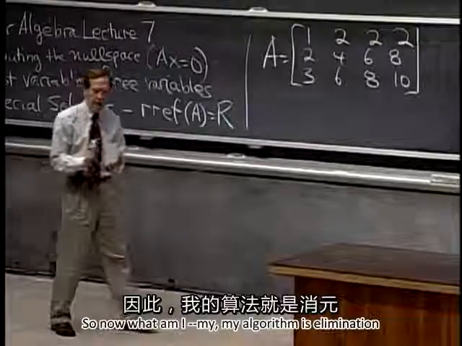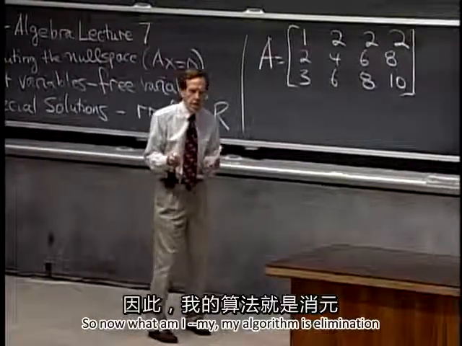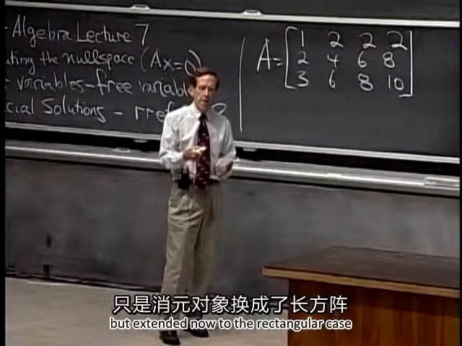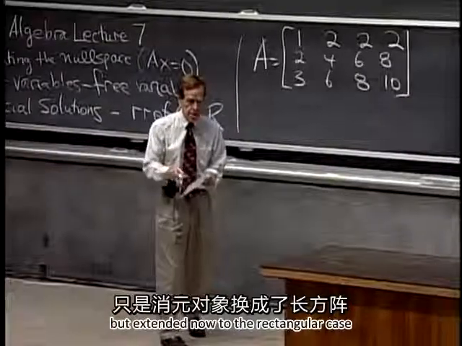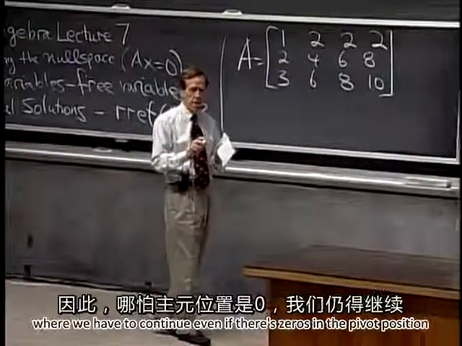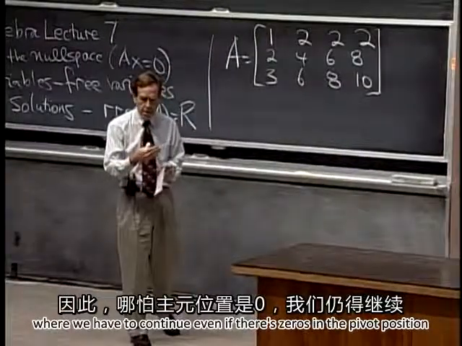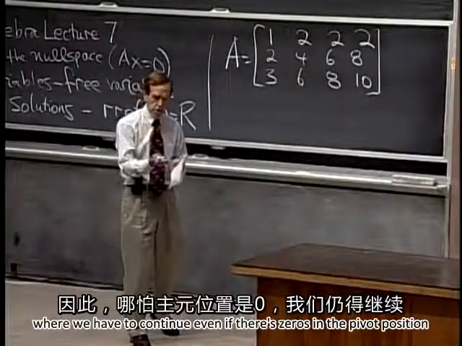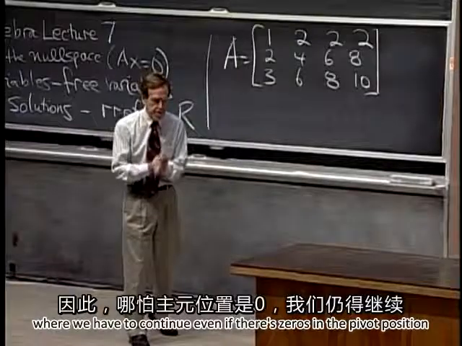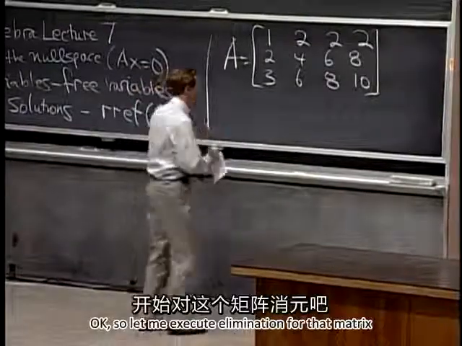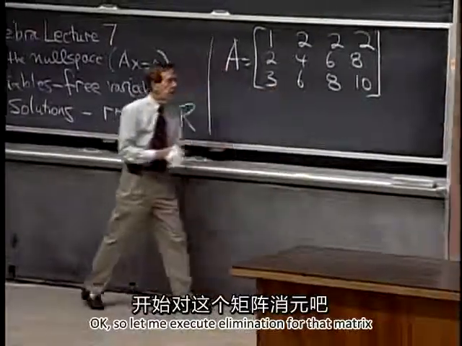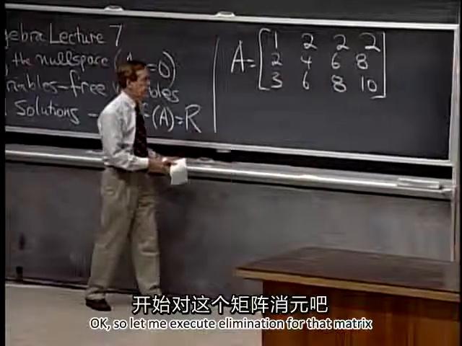So now my algorithm is elimination, but extended now to the rectangular case where we have to continue even if there's zeros in the pivot position, we go on. Okay, so let me execute elimination for that matrix.